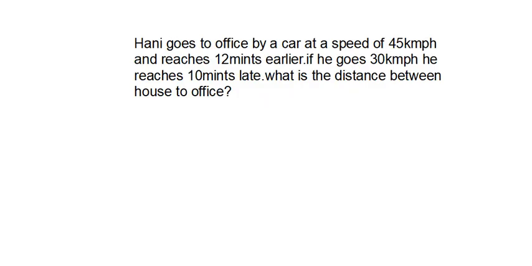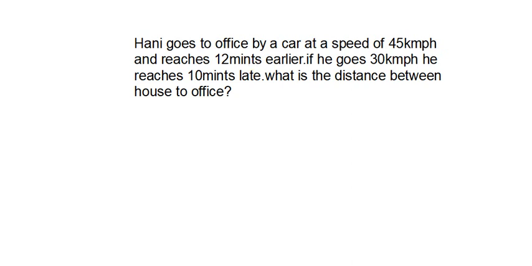See here, Honey goes to office by a car at a speed of 45 km per hour and reaches 12 minutes earlier. Means what? A person named Honey is going to office by car. At what speed is he going? It's 45 kilometers per hour and reaches 12 minutes earlier. Means he is reaching the office 12 minutes early if he goes at a speed of 45 kilometers per hour. That means they have given us the speed and they have given us the time.